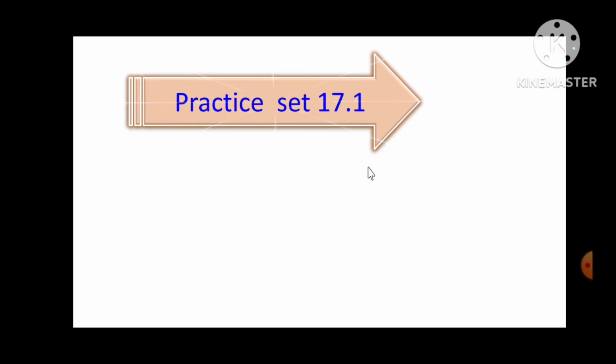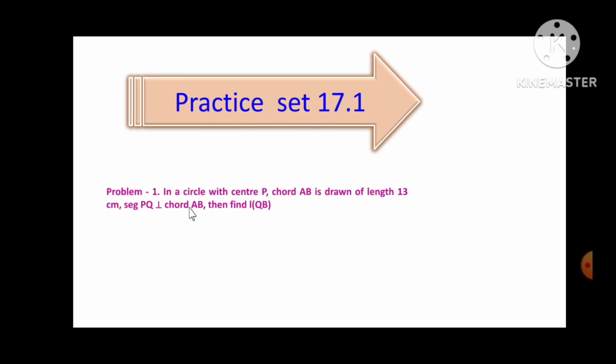So friends, now let us start with practice set 17.1. The first problem: in a circle with center P, chord AB is drawn of length 13 centimeter. Segment PQ is perpendicular to chord AB. Then find QB.